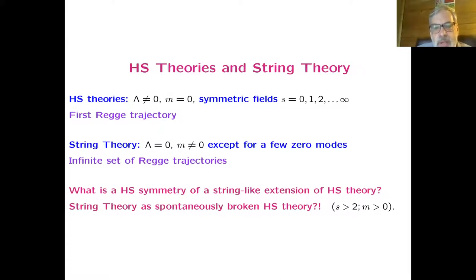And the relation cannot be immediate. Moreover, we'll see that one can think about some models that would unify both of these types of theory into a single class. So the key question, of course, is what is a higher-spin symmetry that is rich enough to support a string-like extension of higher-spin theory? And then to try to interpret string theory as spontaneously broken higher-spin theory, so that the higher-spin states beyond the usual massless states would be acquiring large masses.